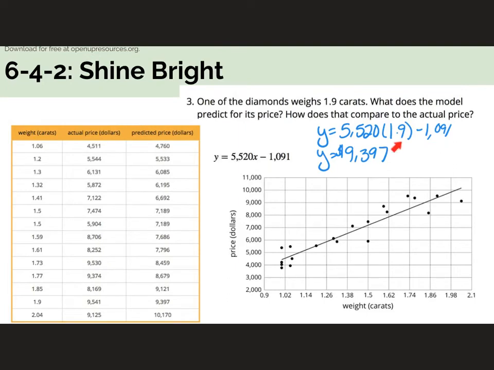Number 3 has a diamond with a weight of 1.9, and it's asking what does the model predict. So I plugged 1.9 into my equation, and the model is going to predict that this is the cost. How does that compare to the actual price? I'm going to go to the table now. Here's the predicted price from the model, the equation. Here's the actual price. They're pretty close. So the model made a good prediction there.